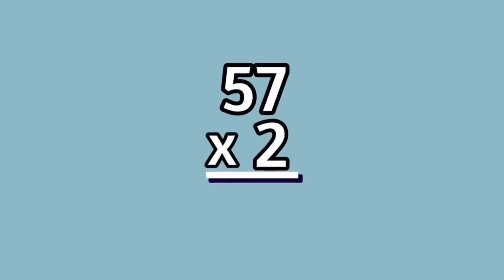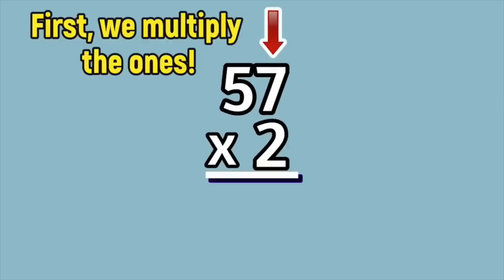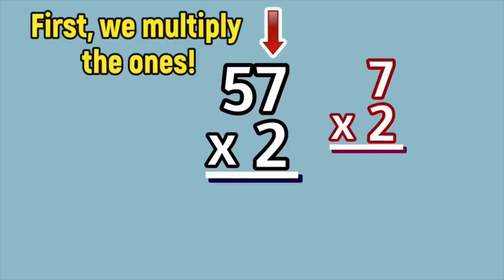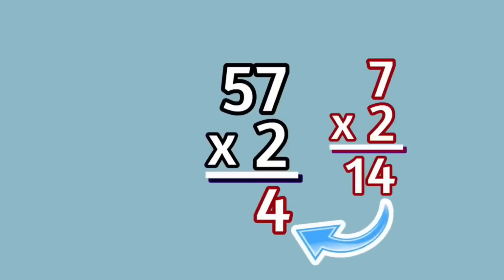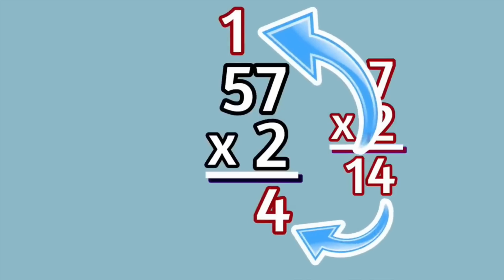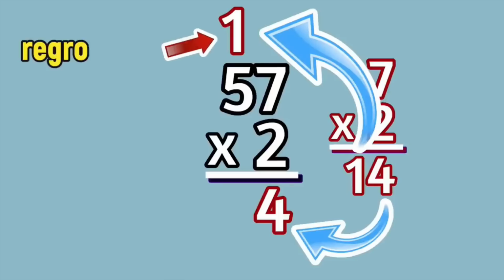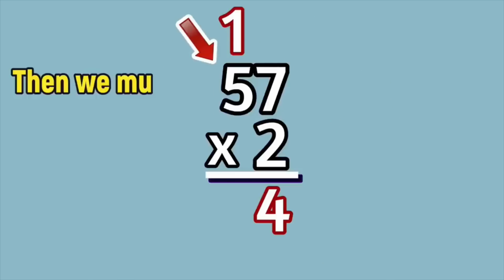57 times 2. We make sure it's lined up by place value and we're ready to go. First, we multiply the ones. What is 7 times 2? 14. Great. But 14 is a double-digit answer. What do we do? Well, we write the 4 down here in the ones place and put the 1, which is a 10, up here at the tens place. That's called regrouping. The 4 in 14 stays down here like we've been doing, and the 1 is carried up here. Then we multiply the tens.